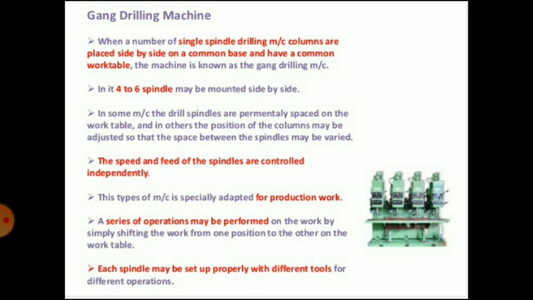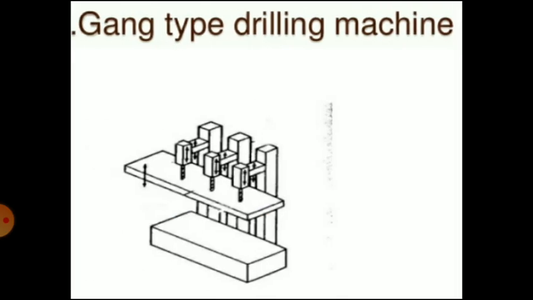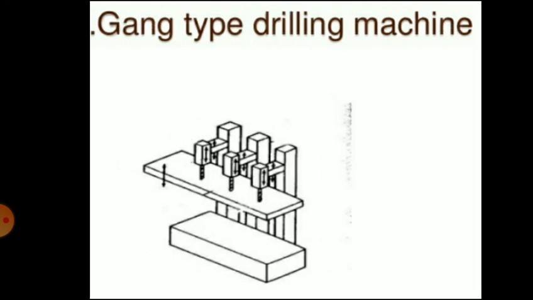So this machine is specially adapted for production work. You can see there are separate columns, single spindle drilling machine columns. There is a common work table and a common base. At the bottom there is a base, and at the middle portion there is a common table. The work is shifted from one spindle to another spindle for different operations. That is called a gang type drilling machine.